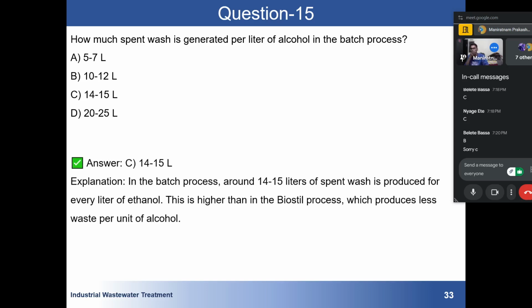Oh, the correct answer is C. In the batch process, around 14 to 50% of spent wash is produced for every liter of ethanol. This is higher than the continuous process, which produces less waste per unit of alcohol. Okay, no problem. So the correct answer will be C.